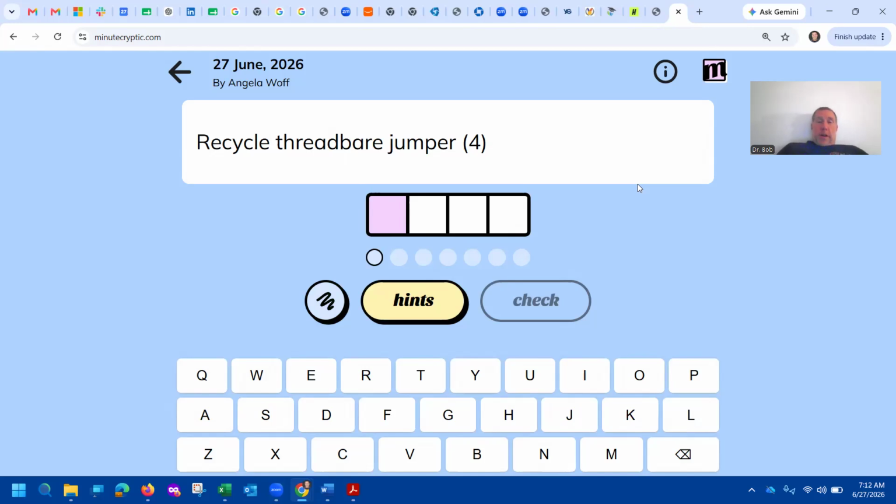So if thread was the indicator, it would tell me something that kind of threads through or threads across. Thread bear jumper. And the problem is that's 10 letters. So it's not every other letter, but it can't be something that's longer than that because you run out of room. Every third letter doesn't give you anything nice. B-E-M-R.